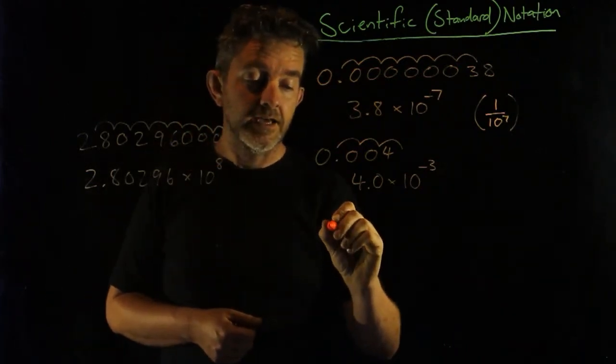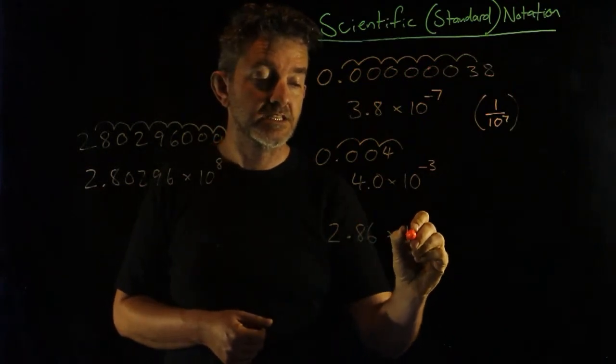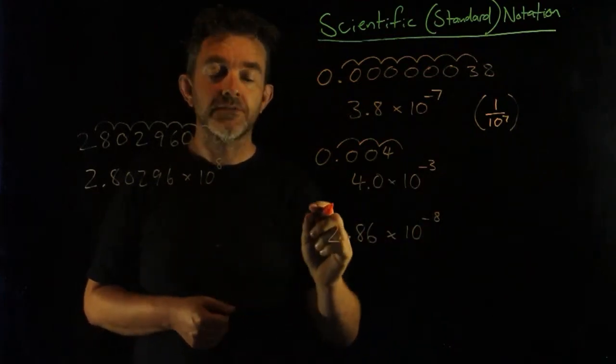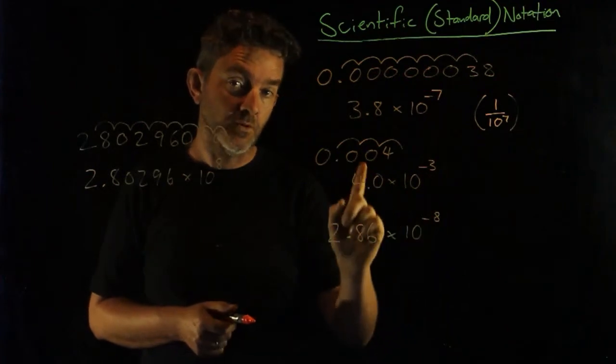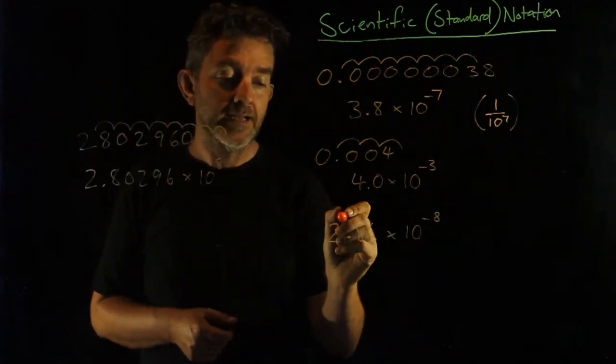So let's say I had 2.86 times 10 to the power of negative 8. I'm going to have to move that decimal place. If it's a negative power on the 10, it's a small number. The decimal place has to go to the left. So I'm going to move it 8 places.